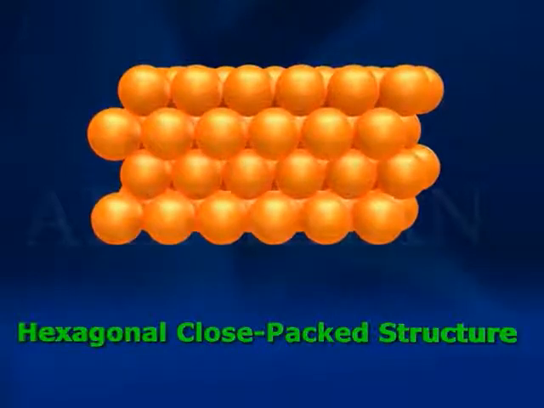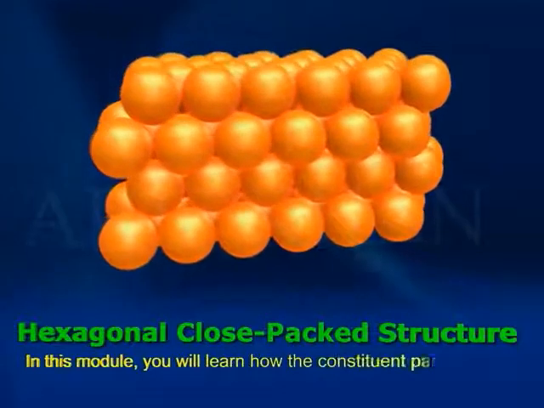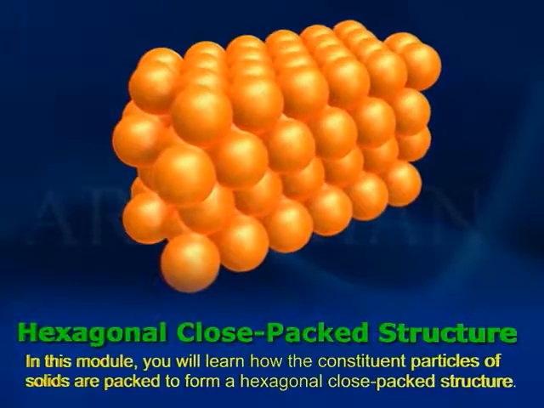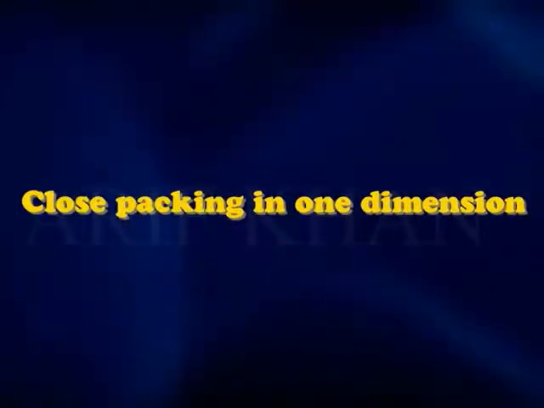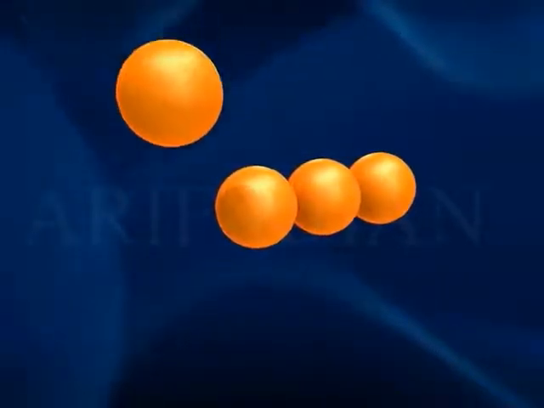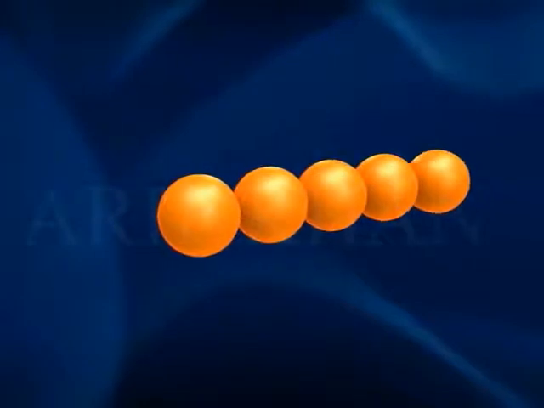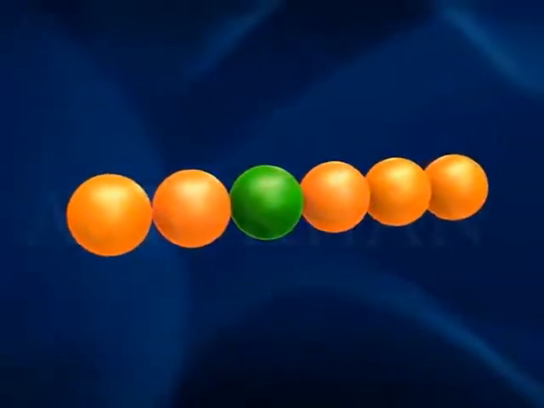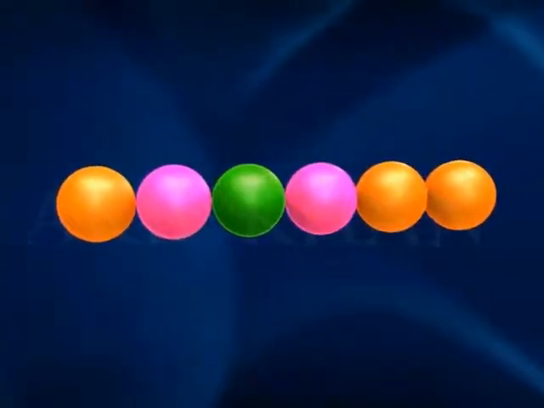Close packed structure. In this module, you will learn how the constituent particles of solids are packed to form a hexagonal close packed structure. Close packing in one dimension. Let us begin our study by considering the constituent particles of solids as hard spheres. In the close packing in one dimension, the particles are arranged in a row touching one another. In this arrangement, each particle is in contact with two adjacent particles.